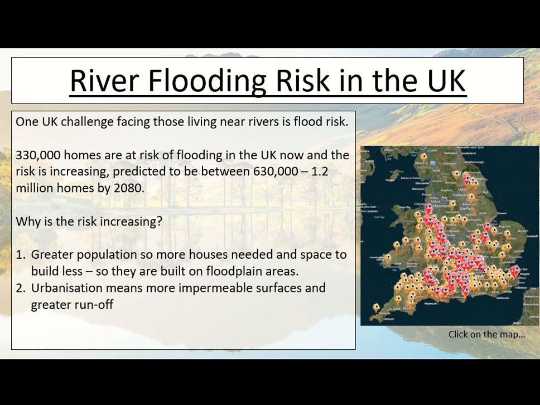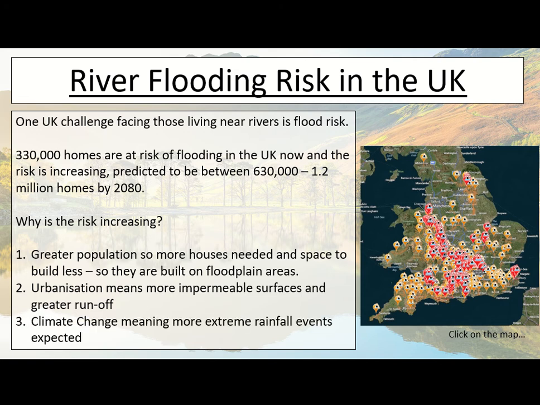So we've already mentioned urbanisation in general as well. So the growth of housing leads to more impermeable surfaces, greater runoff, so that is going to actually increase the likelihood that a flood is going to happen. So as well as risk increasing because there's more of us, risk is also increasing because we're building on floodplain land and creating those impermeable surfaces.